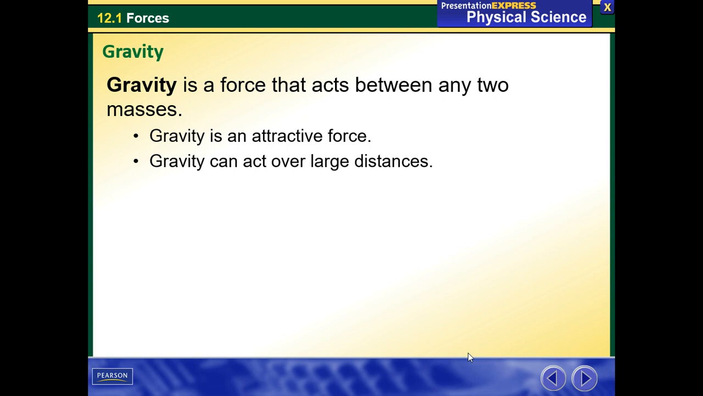One thing to note is gravity acts over very large distances. For example, our Earth has a mass and our Moon has a mass. Because the mass of Earth is so great, it has a pretty big gravitational pull. It is strong enough that it causes the Moon to be attracted to Earth and causes our Moon to actually circle around our Earth.